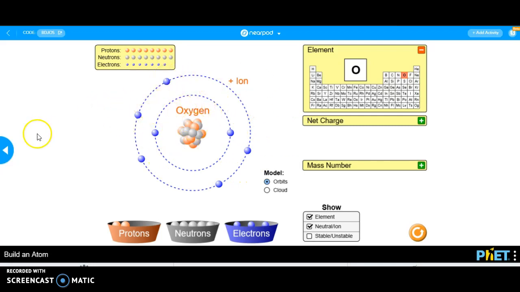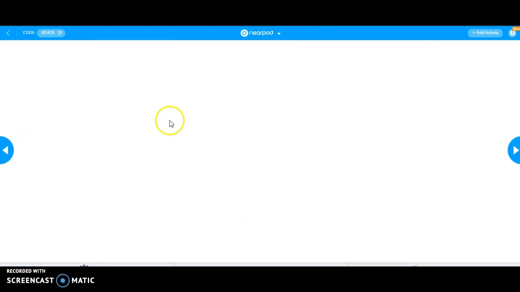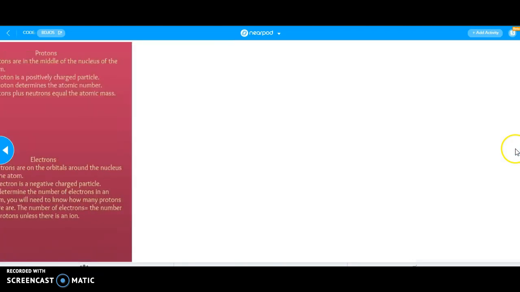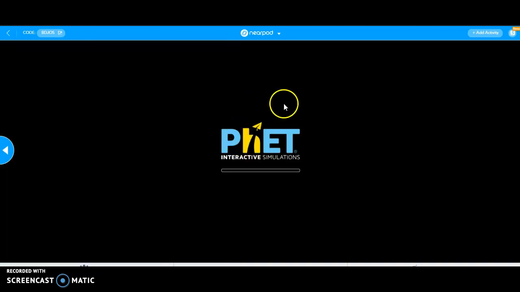Now, going back, let's rethink what we just learned. Again, a proton is the atomic number of an element. Protons plus neutrons equal the atomic mass. The number of electrons equals the protons unless there's an ion, which can be either a positive or a negative ion, what we just experienced.